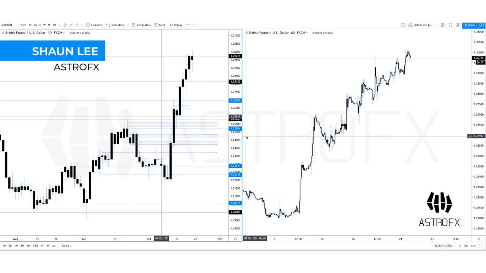Okay guys, moving into lesson 12. So current price action, let's start with the GBP USD.